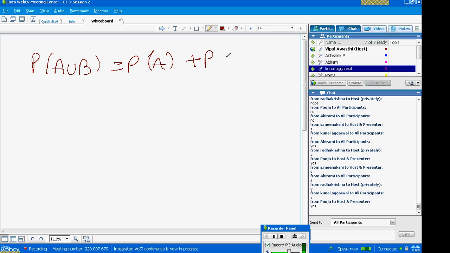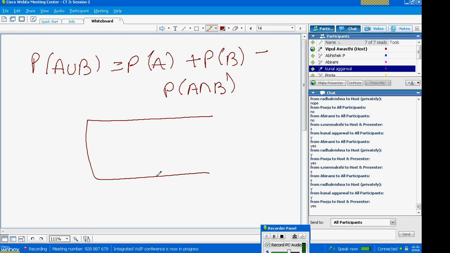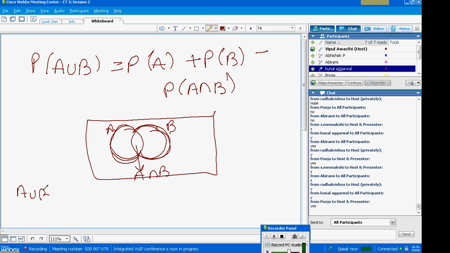probability of A union B is equal to probability of A plus probability of B minus probability of A intersection B. How? Let us take the Venn diagram again. This is A, this is B. Then this is A intersection B. Then this whole is A union B.